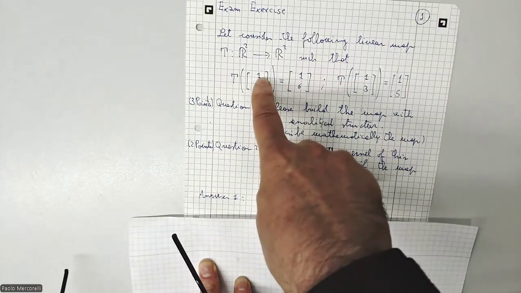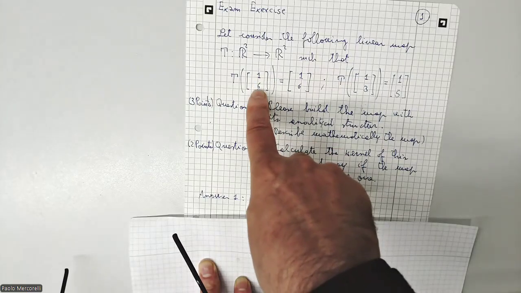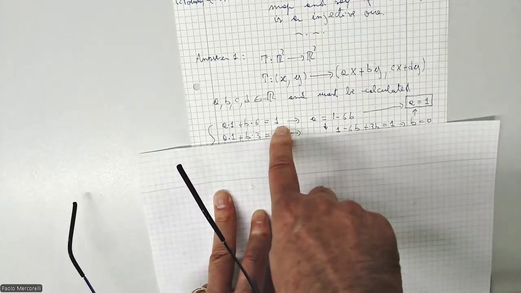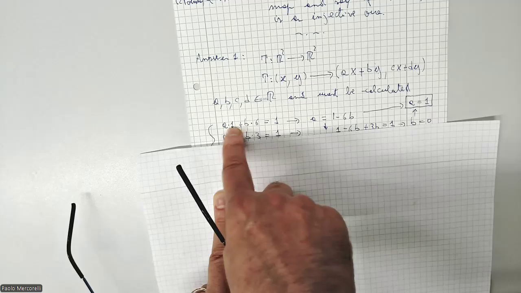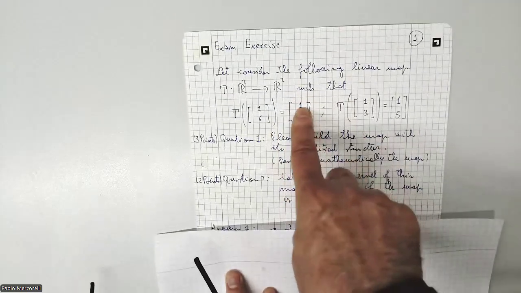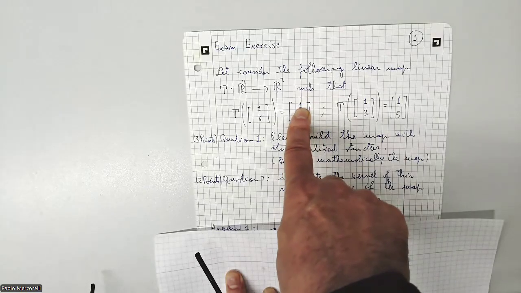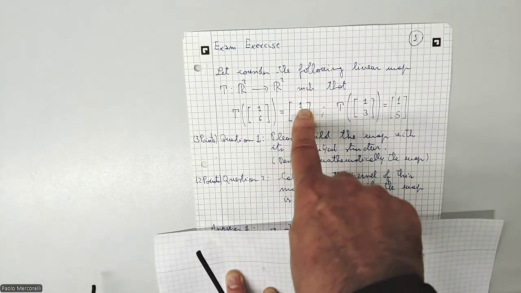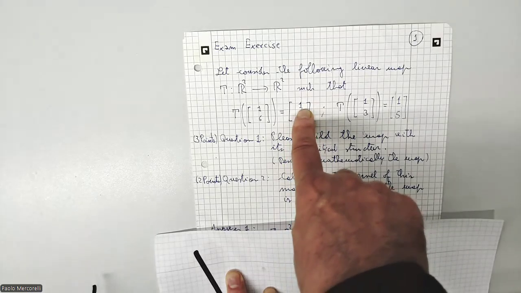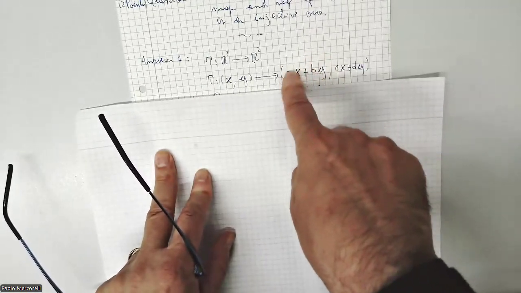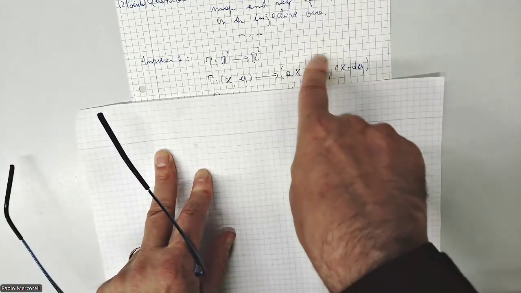X is equal to 1, Y equals 6. This is transformed into 1. This means A multiply 1 plus B multiply 6 equal 1. Why that? Because this element here is 1. This is the first element of the codomain, the image, better to say.